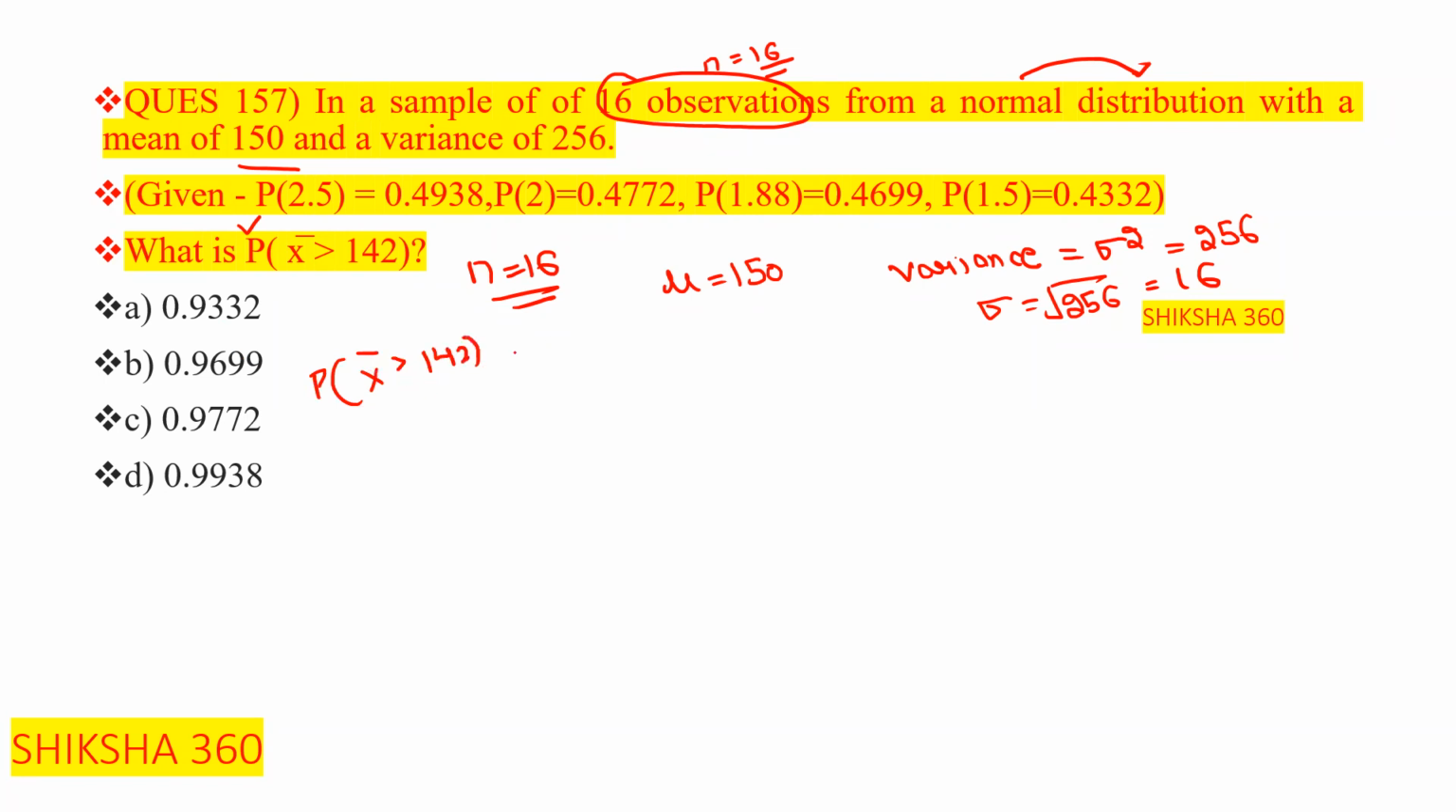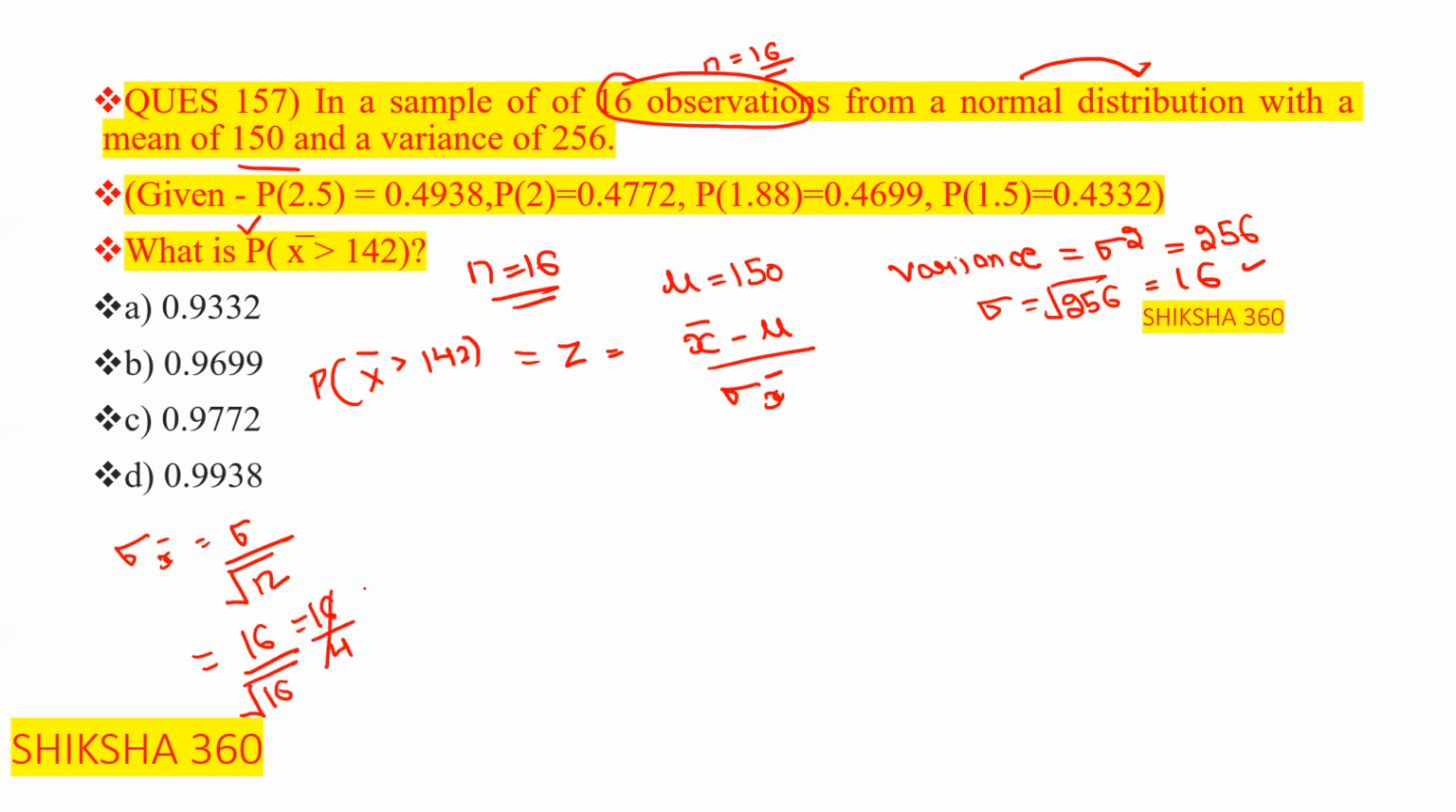What is the formula for that? z is equal to x bar minus mu upon sigma x bar. How can we calculate sigma x bar? Sigma x bar is equal to sigma upon root n. The value of sigma here is 16 and n is equal to 16, so root 16 is 4. 16 upon 4 comes out to be 4. So sigma x bar comes out to be 4.